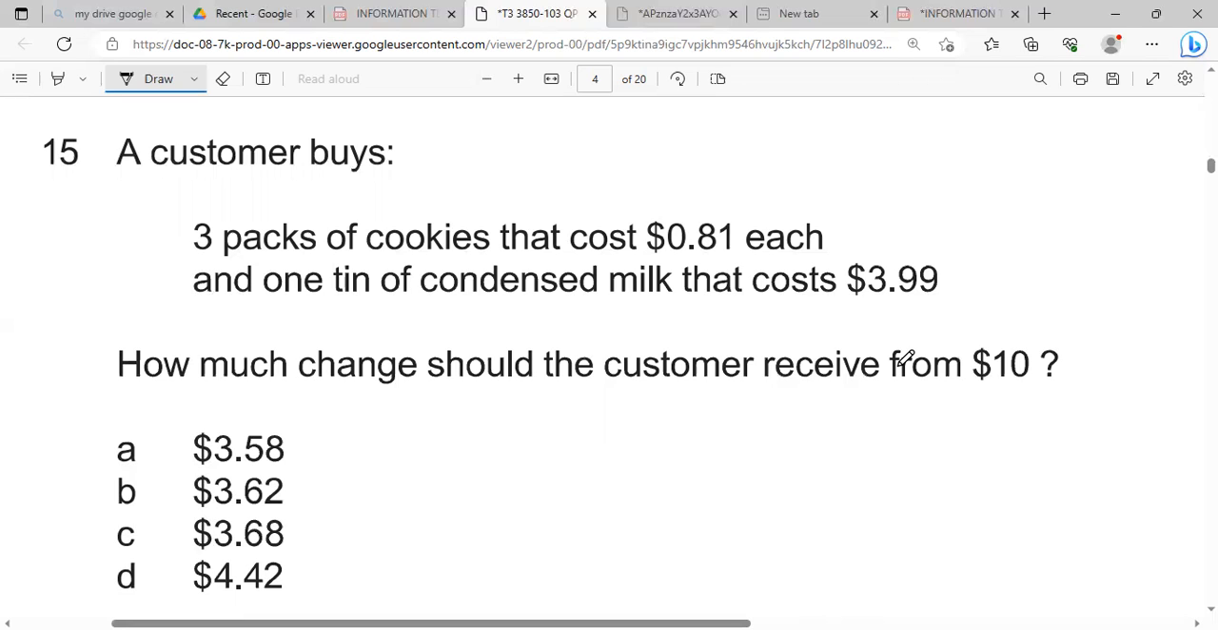All right, so let's look at it. 3 packs of cookies that cost 81 cents. So if we need 3 of them and 1 costs 81 cents, obviously we have to multiply by 3, or we can add 0.81 3 times. So I can multiply because it's easier. 3 ones 3, 3 eights 24.